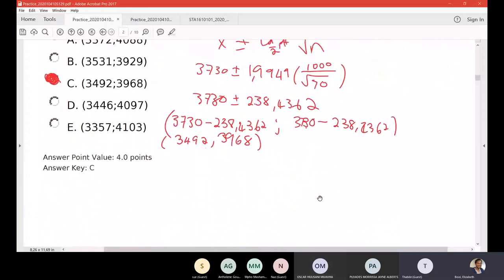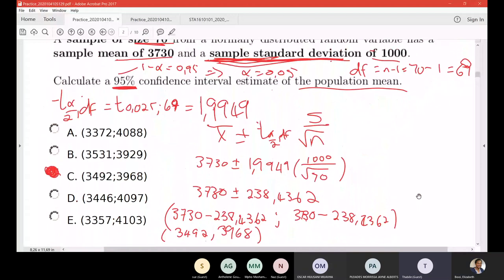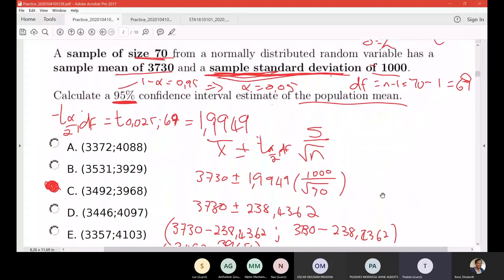Ma'am, can I ask something? Yes. The 0.95 on top up there, where do we get these values and 0.005? Okay. So a 95% confidence level is equivalent to 95 divided by 100.